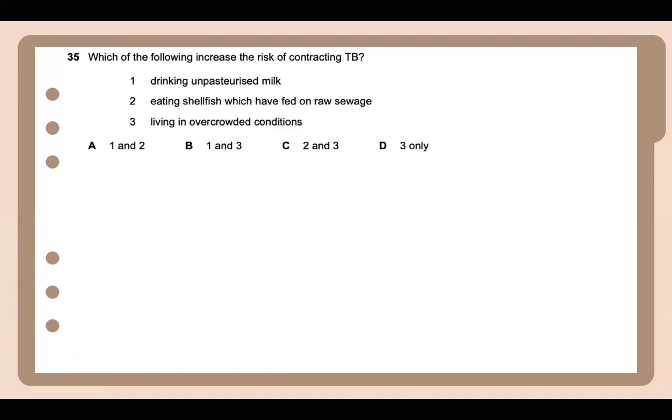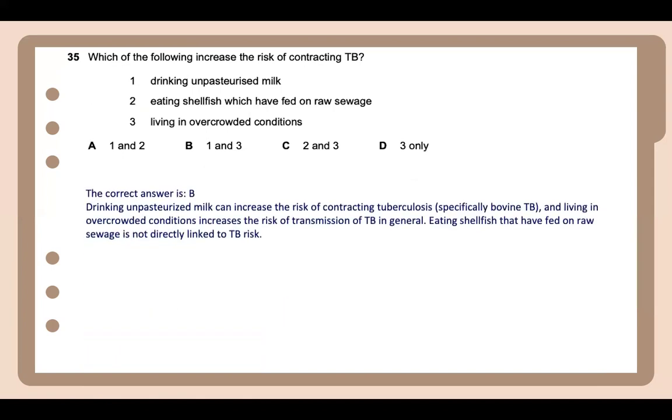Which of the following increase the risk of contracting TB? The correct answer is B, which is statement 1: drinking unpasteurized milk and living in overcrowded conditions. Drinking unpasteurized milk can increase the risk of contracting tuberculosis, specifically involving bovine TB, and living in overcrowded conditions increases the risk of transmission of TB in general. Eating shellfish that have fed on raw sewage is not directly linked to TB risk.